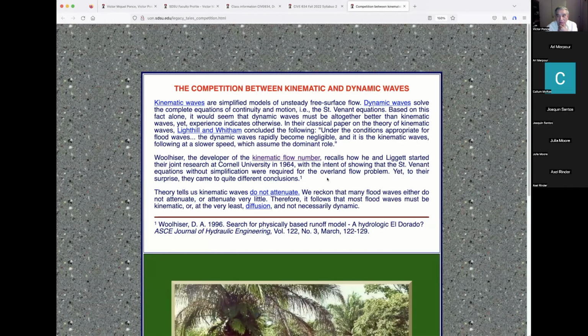I don't mean to insult anybody, but at the time there were several people. There were actually 3 people. Let's name them. I've already named them before. Woolhiser and Liggett out of Cornell, Schaake out of Princeton, and there was a guy, his name is Wooding out of Australia, somewhere in Australia. Okay.